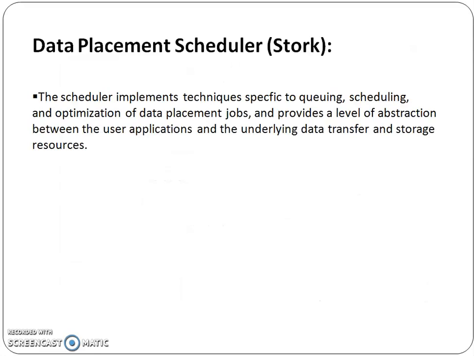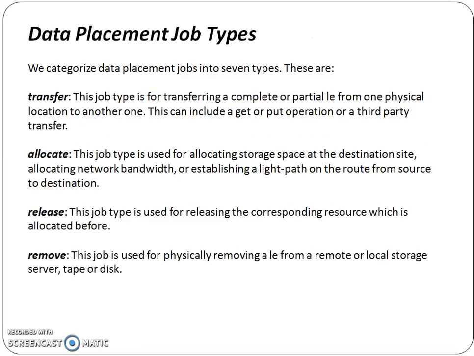Then data placement scheduler. The scheduler implements techniques specific to queuing, scheduling and optimization of data placement jobs and provides a level of abstraction between the user application and the underlying data transfer and storage resources. Data placement job types. These are the 7 data placement job types. First, transfer. This job type is for transferring a complete or partial file from one physical location to another one. This can include a get or put operation or a third party transfer.